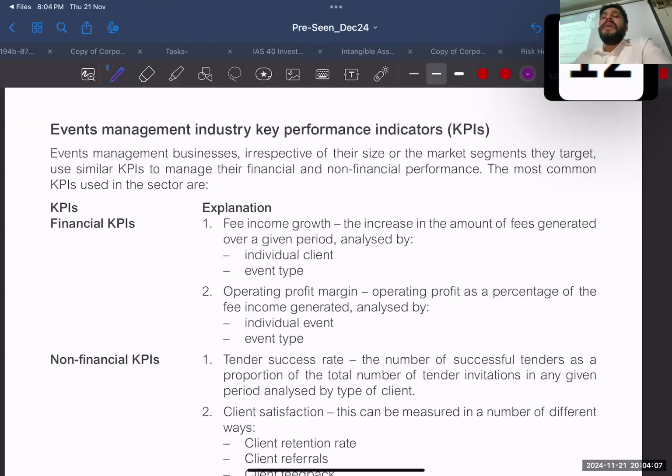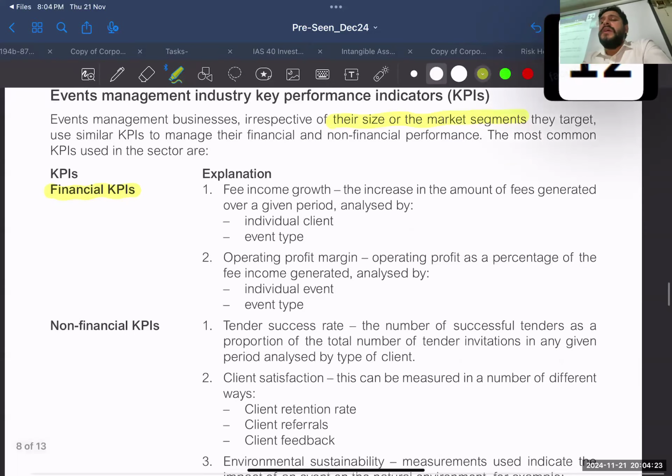Event management businesses, irrespective of their size or the market segment that they target, use similar KPIs to manage their financial and non-financial performances. The most common KPIs are financial KPIs. Again, the most common KPI could be the financial fee income growth. What do you understand by fee income growth? The increase in the amount of fee income generated over a given period of time is analyzed by the individual client and event type.